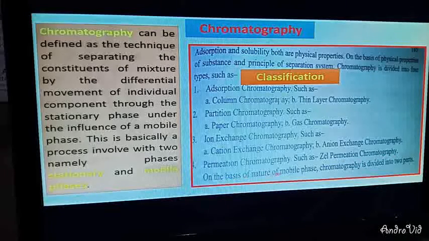On the basis of the nature of the mobile phase, chromatography is divided into two parts. We know very well there are two parts in each and every chromatographic technique: one is the stationary phase, another is the mobile phase. So this is a very important process for the separation of different types of components from different solutions or mixtures.